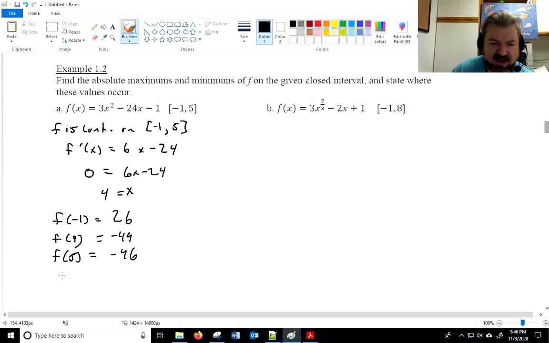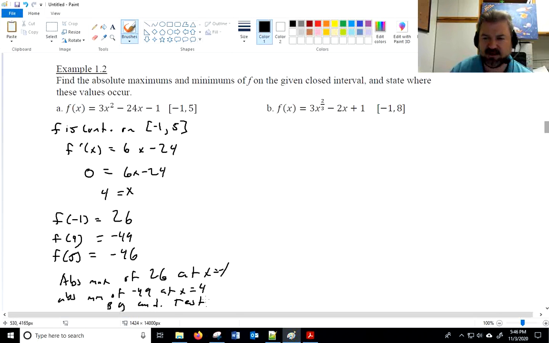So clearly what we have is an absolute max of 26 at x equals -1, and an absolute min of -49 at x equals 4 by the candidates test. All right, let's try the next one.